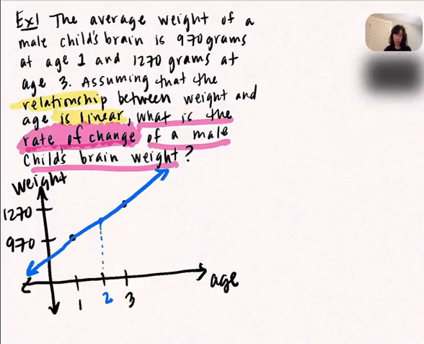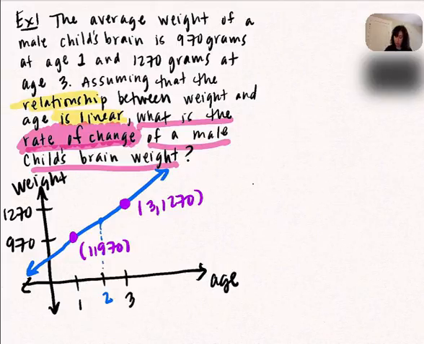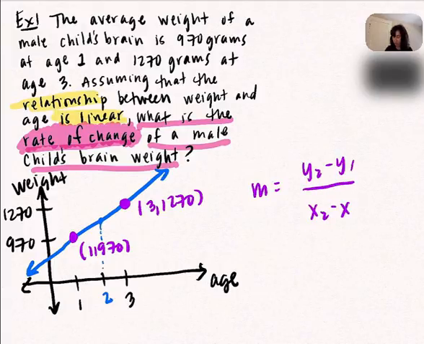Now we know how to find slopes of lines. How do we do that? If we have 2 points on the line, which we do, one at 3, 1270, and one at 1, 970, we can actually find the slope by using our slope formula. So we know slope is equal to y2 minus y1 over x2 minus x1.